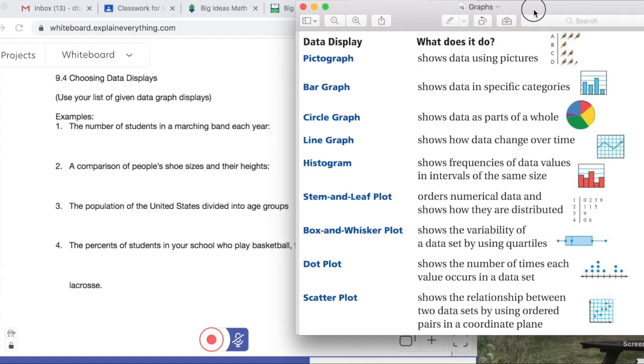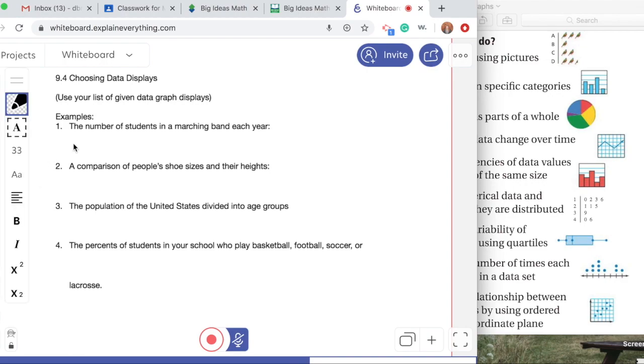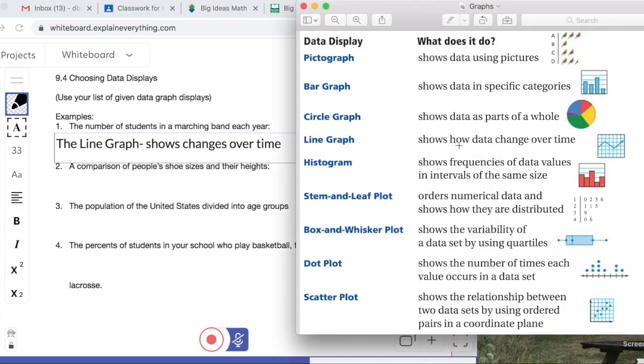So if I look over here, I want to see which one of these would best be associated with time. If you look at your own list, the line graph actually would be the best, because a line graph shows changes over time. That's your reasoning. You could say, it would be the line graph. Why? Because a line graph shows how data changes over time, and I want to show how the number of students in a marching band changes every year. Let's go to number 2.